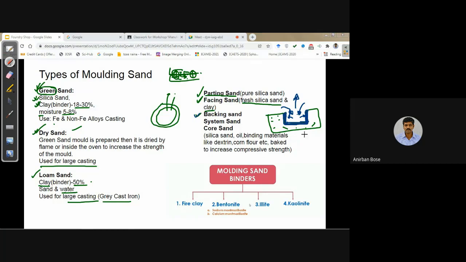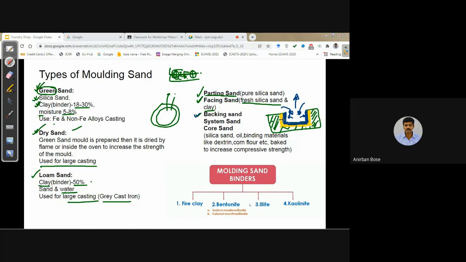And backing sand is the sand which is just behind the facing sand. You can think of it in that way. Actually, facing sand is costly. Backing sand is not very costly, it is very cheap. So the remaining part, that means this part, may be the typical green sand. I am showing it in the green color. This is the green sand.